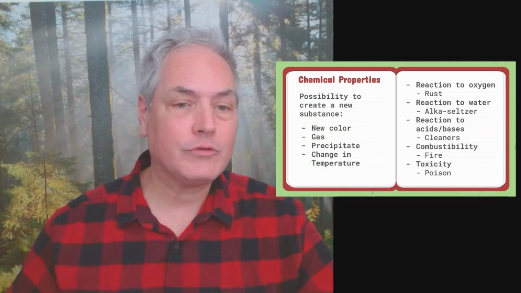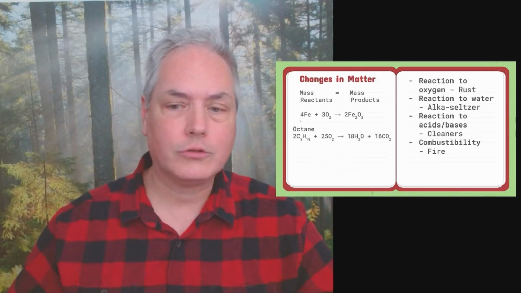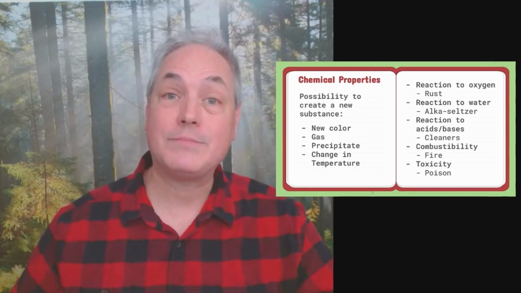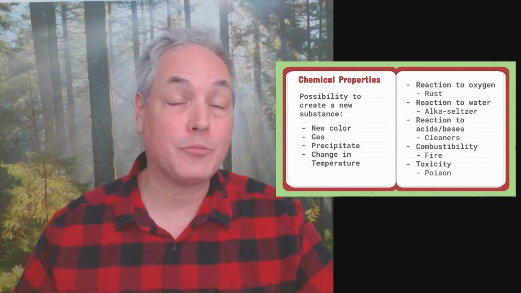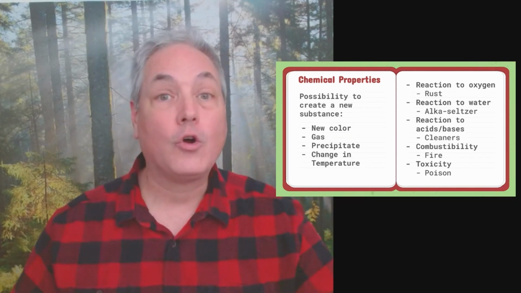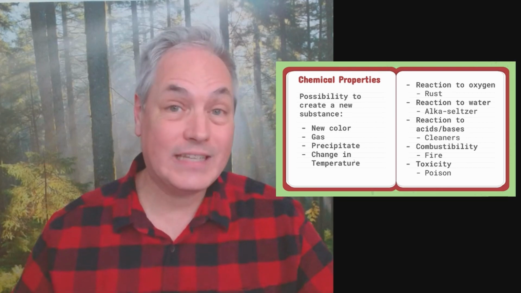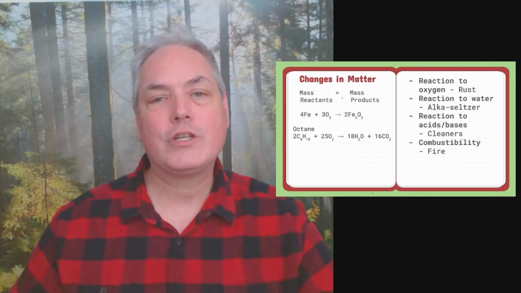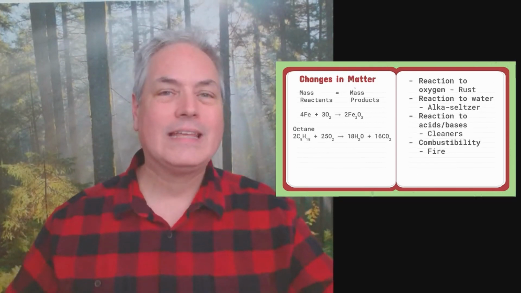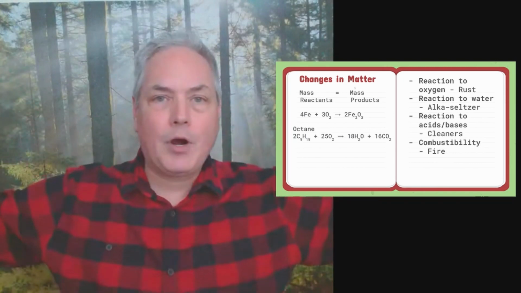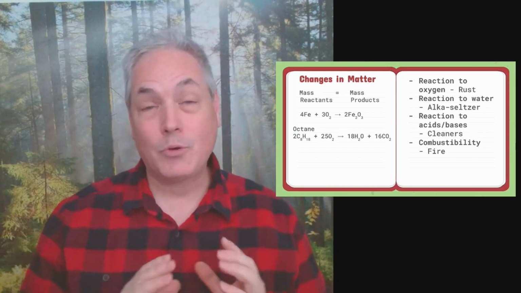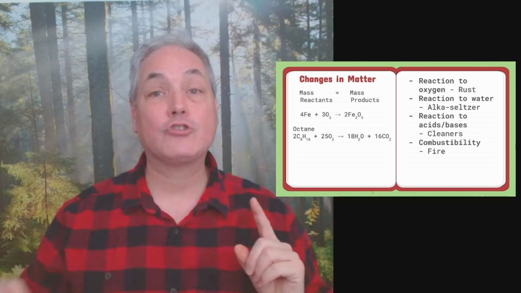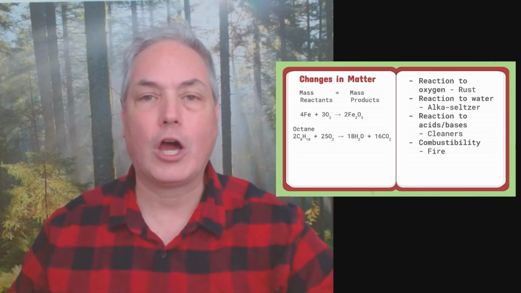When there's a chemical reaction, a new color is being created, a new substance, a gas, or it could be a precipitate, which is a solid, or there could be a change in temperature. Now, if there's a change in matter, that means that somehow some particles got together to create something new. But what is important to say here is that there's a law of conservation of mass.